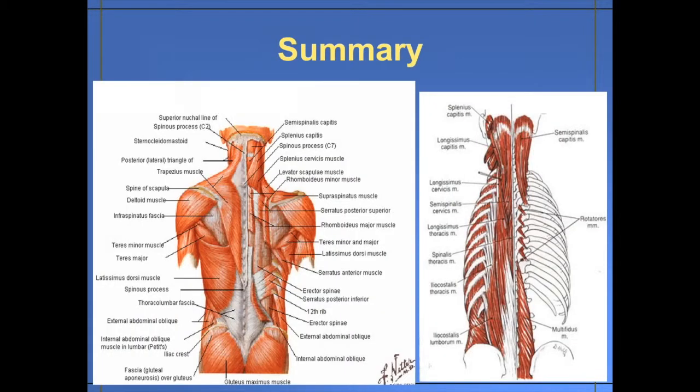So in summary, the spine is very, very complicated. It has a lot of bones, a lot of muscles that are all involved. When there's this many structures in play, any of them can get injured, and when any of those get injured, they hurt.